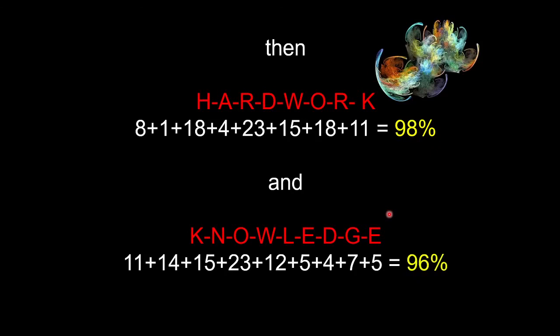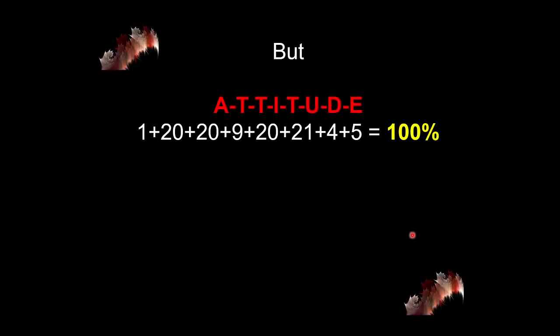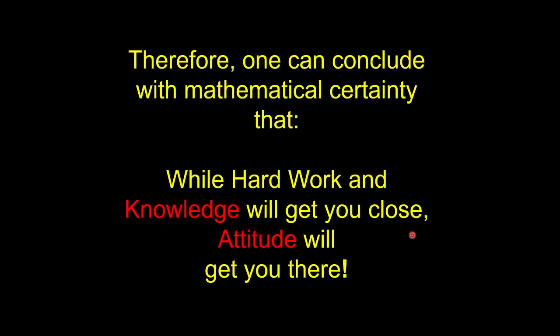Then hard work, H is 8, A is 1, and so on. If you add that, that's 98% only. If you have knowledge, K is 11, N is 14, and so on. Adding all these numbers, you will get 96% only. But attitude, if you take the word attitude and add the numbers there, that's 100%. Therefore, one can conclude with mathematical certainty that while hard work and knowledge will get you close, attitude will get you there.